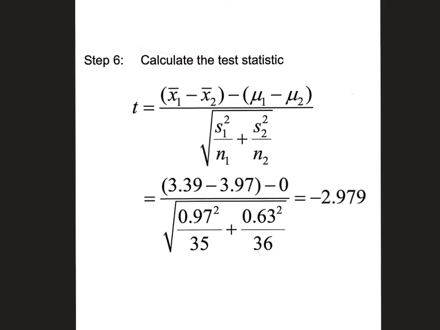All right, calculate the test stat. There's our formula we had earlier. I plugged in all the numbers right there, punched it in my calculator, and got that for my t-stat. Okay, negative 2.979. That's my test statistic. Let's see how it compares with the critical t value.